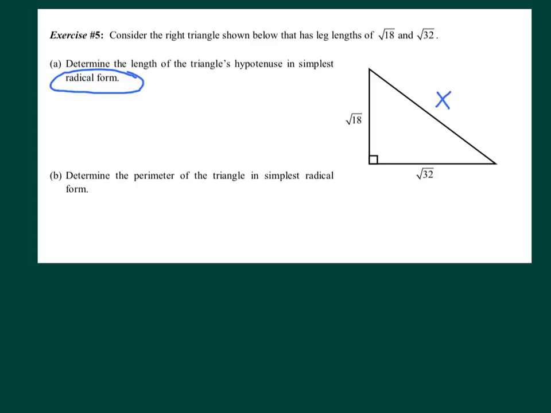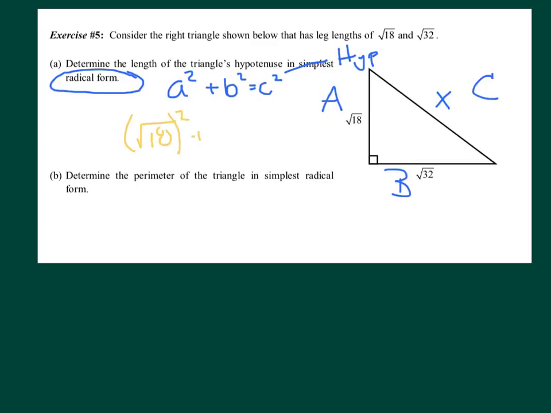Now hopefully you're thinking Pythagorean theorem, which is a squared plus b squared equals c squared. And the only thing you have to remember is c squared has to be the hypotenuse. All right, so I'm going to call this side a, this side b, and this side x is my c. So when I write this, I'm going to sub in with parentheses the square root of 18 squared plus the square root of 32 squared equals x squared. And I'm just going to carry my work down here.